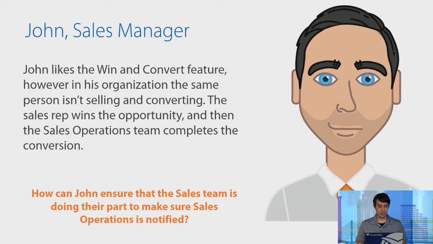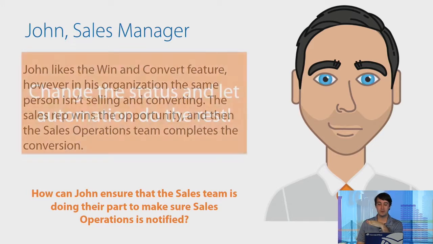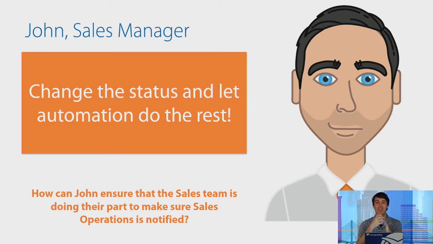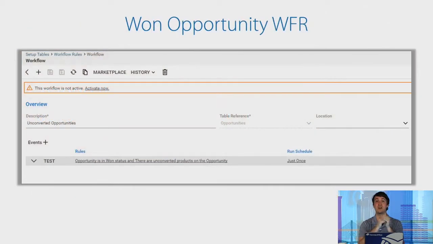All right, let's check in with John again. He likes that win and convert feature. However, in his organization, the same person isn't selling and converting. The sales rep wins the opportunity, and then the sales operations team completes the conversion. How do we make sure that the correct person gets notified? We're going to let automation handle that for us. If we use things like workflow rules, we can go ahead and start cutting out some of the manual steps in our process, such as notifying someone else to do the conversion.